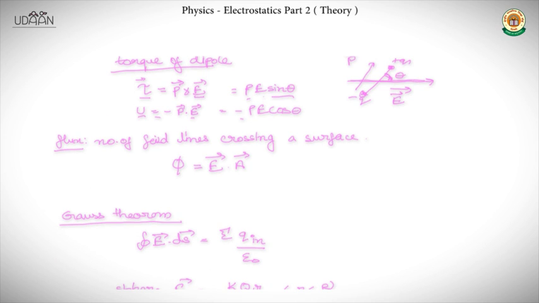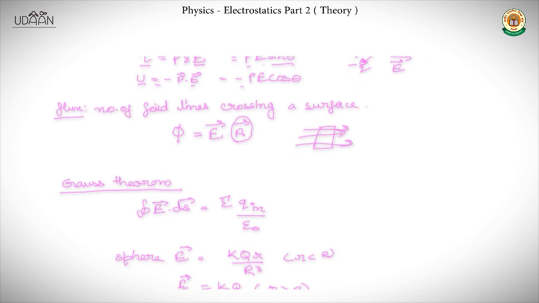Let us move on to the next thing, flux. Flux is a measure of the number of field lines crossing a surface. So flux phi is equal to E bar dot A bar. Suppose there is a surface and field lines are crossing perpendicular to the surface. A vector, as you know from 3D geometry, is always perpendicular to the surface. So E bar dot A bar is simply E into A. So A bar is the vector that is perpendicular to the surface.